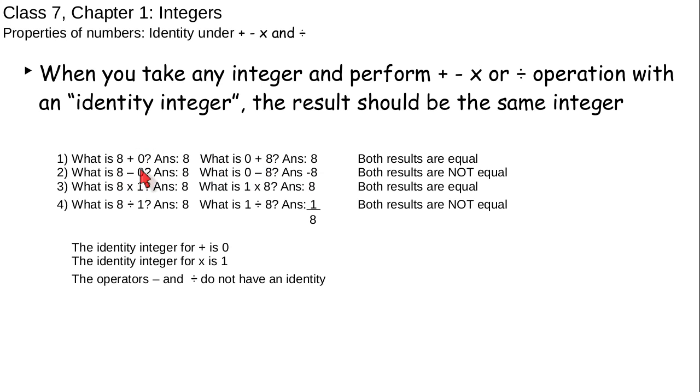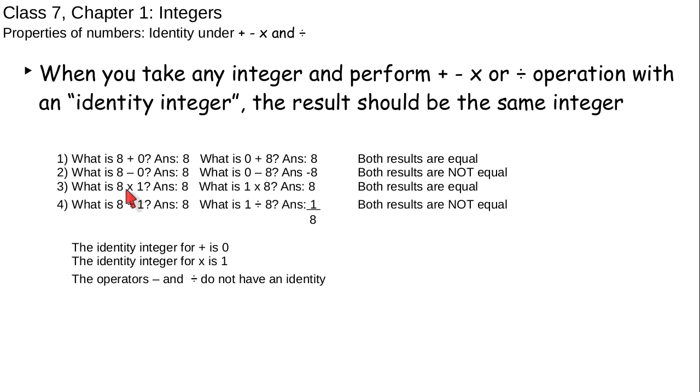In fact, pick any integer instead of 0, and you will see that these results are not met. This and this will not be the same no matter what integer you pick as the identity integer for the subtraction operator. Therefore, the subtraction operator does not have an identity integer.